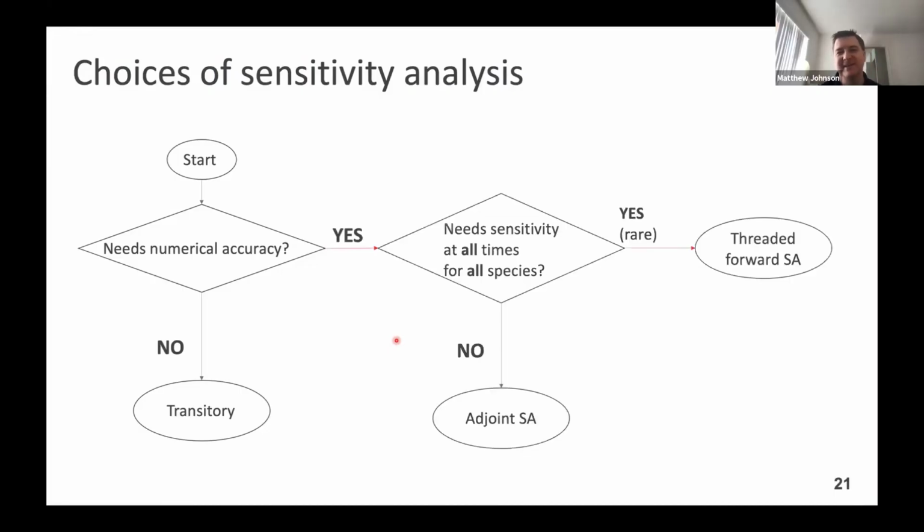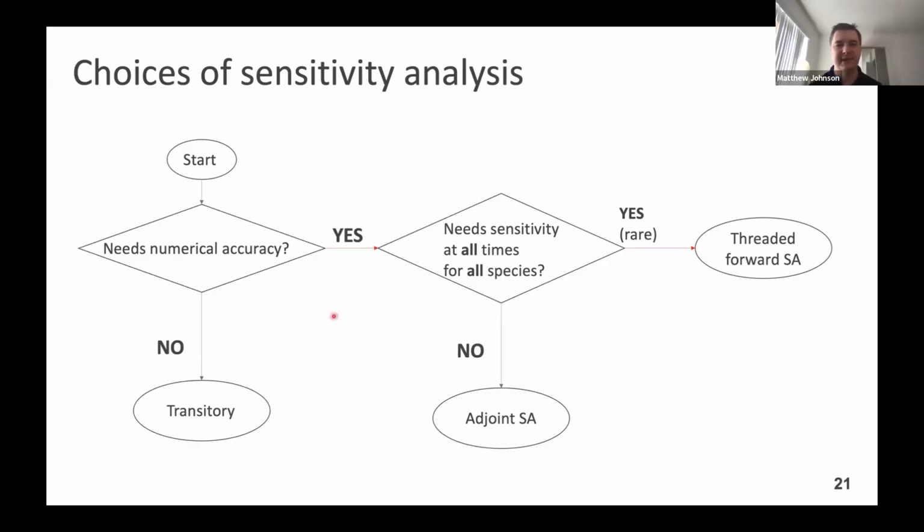How to choose sensitivity analysis. Usually, my recommendation is that if you don't need the exact sensitivities, transitory sensitivities can probably do your job for you. You want to sample at a few different points when you do it. But as long as you're doing that, it's a very fast and easy way of looking at things. It's also a lot easier to reconcile with the flux diagrams and stuff that you're looking at.